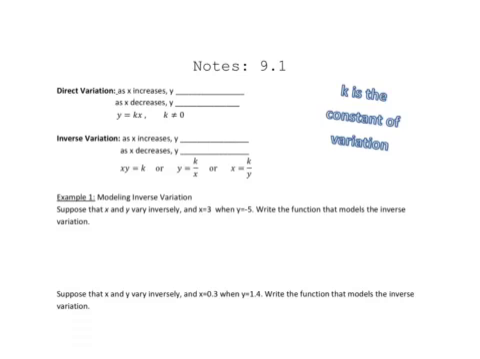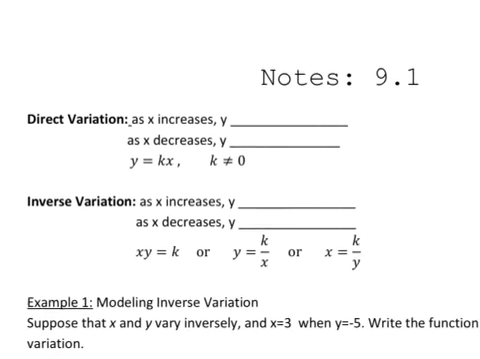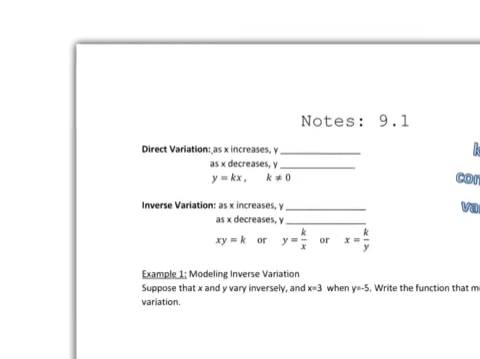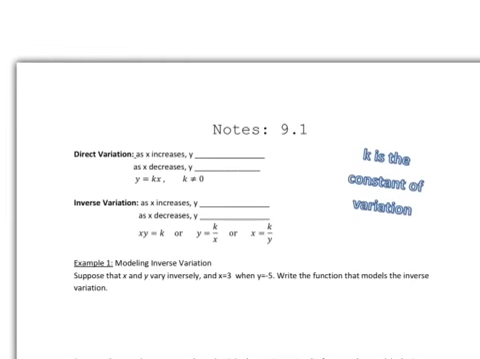Do y'all remember direct variation? It's from chapter 1. In direct variation, here's our formula: y equals k times x. What is k? The constant of variation. K is the constant of variation.